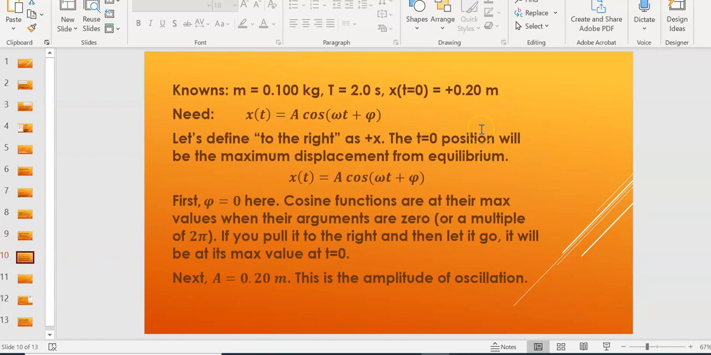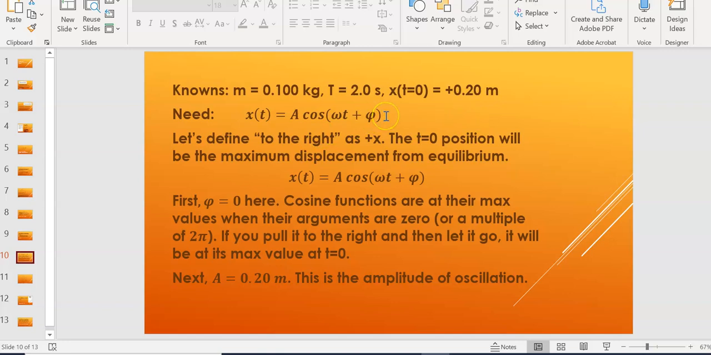Just like any other physics problem, you're first going to list out your knowns. The mass was 100 grams, which is 0.1 kilograms, so m is equal to 0.1 kilograms. My period is T equals 2 seconds. And my position at t equals 0 is going to be plus 2 meters. Okay, so here's what I need.